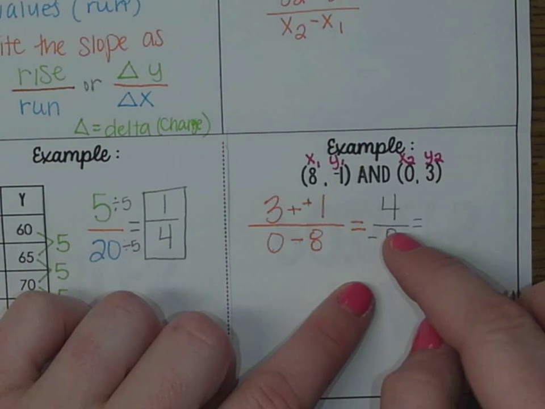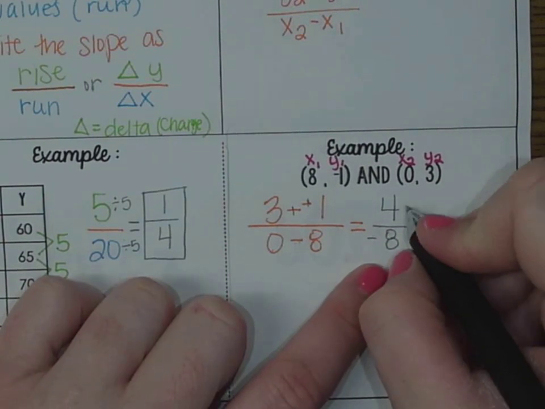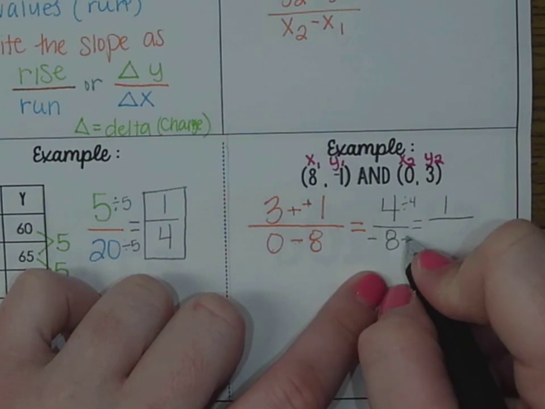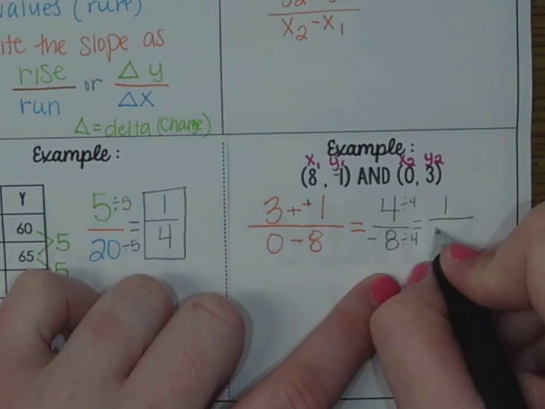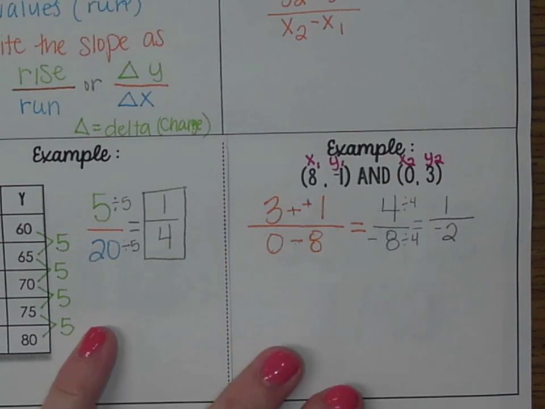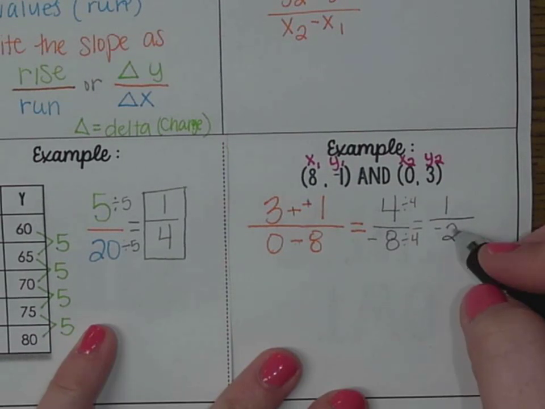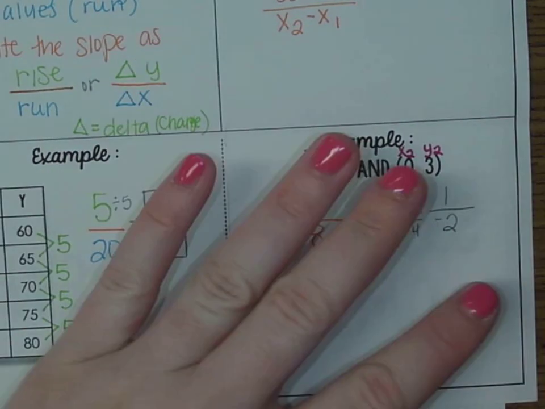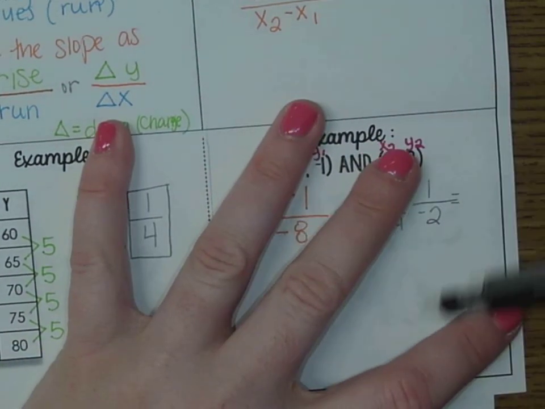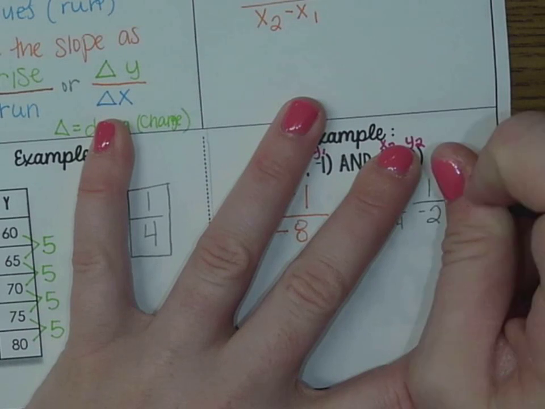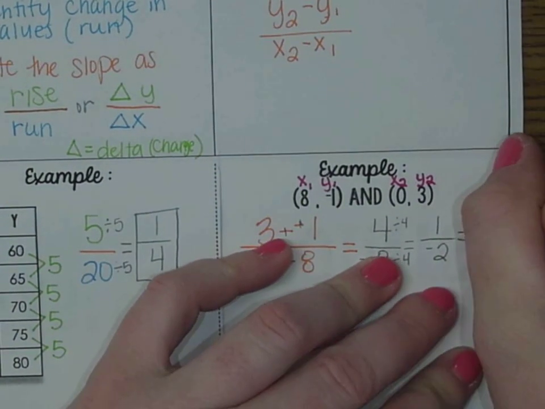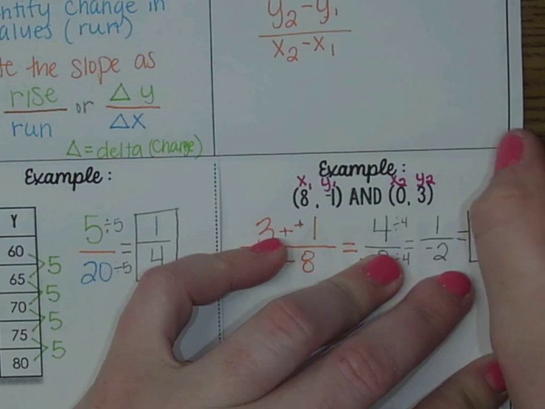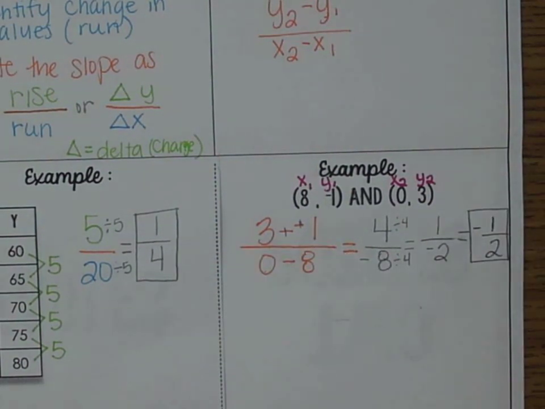Notice it's not simplified. 4 goes into both of them. 4 divided by 4 is 1. Negative 8 divided by 4 is -2. We don't leave the negative on the bottom, so the answer would actually be -1/2. So that would be the answer.